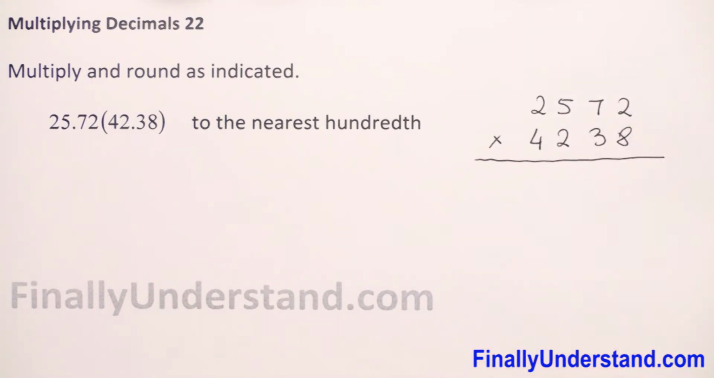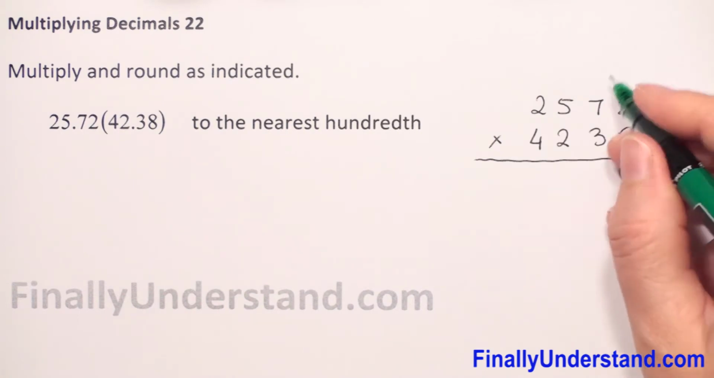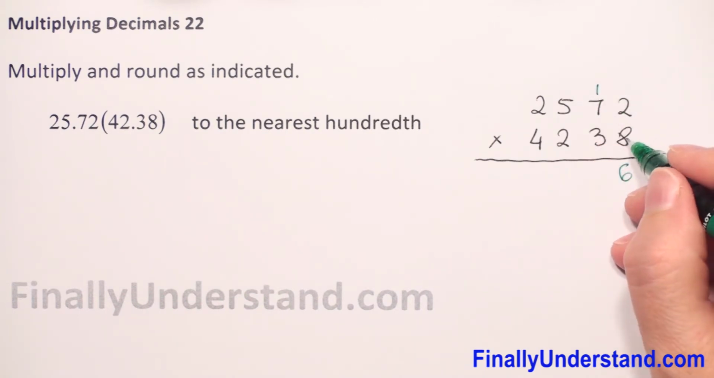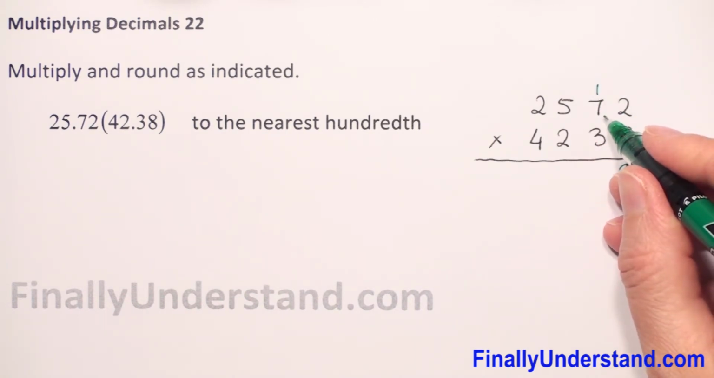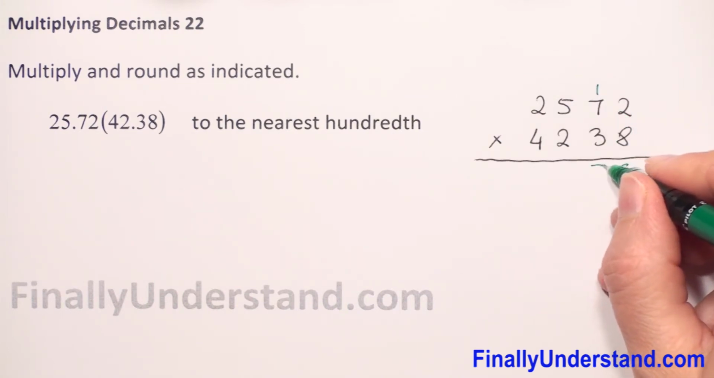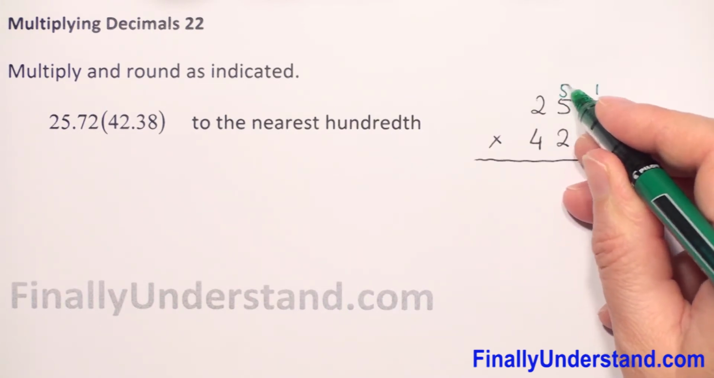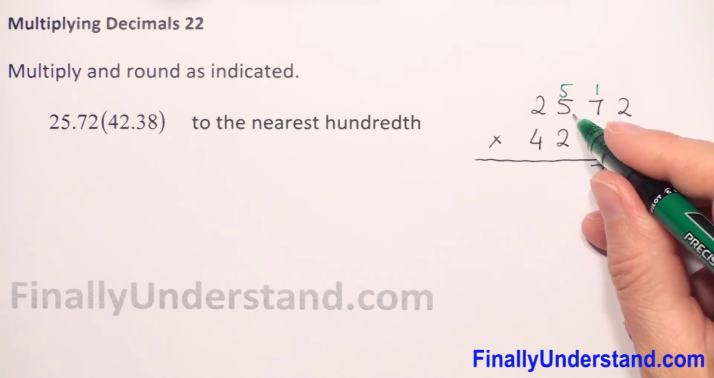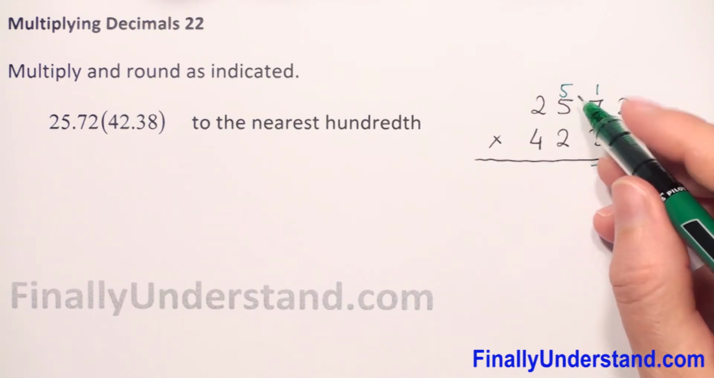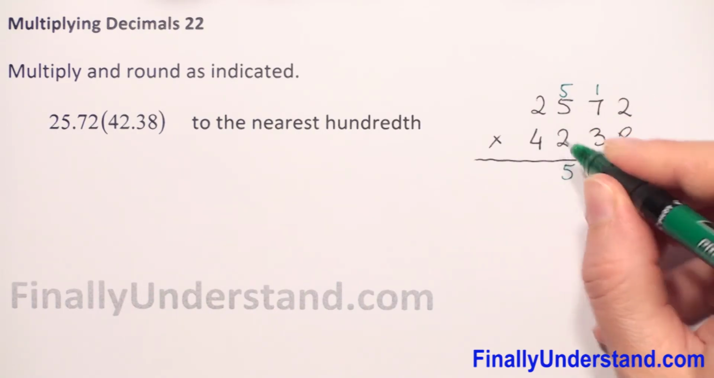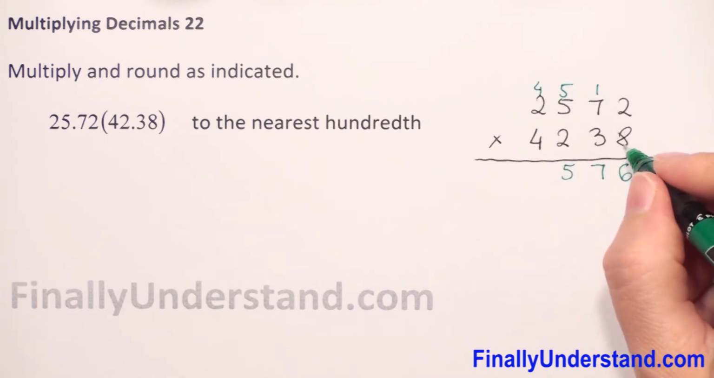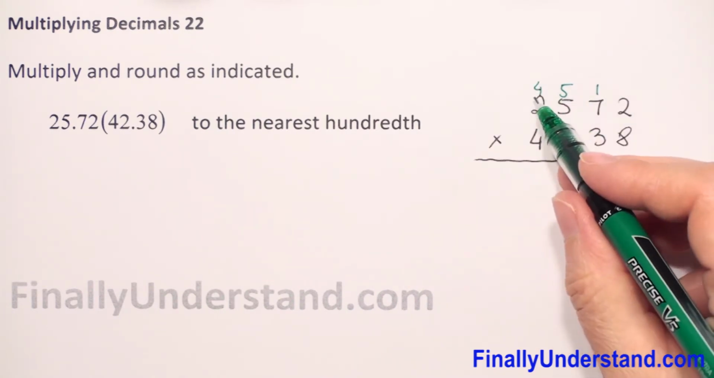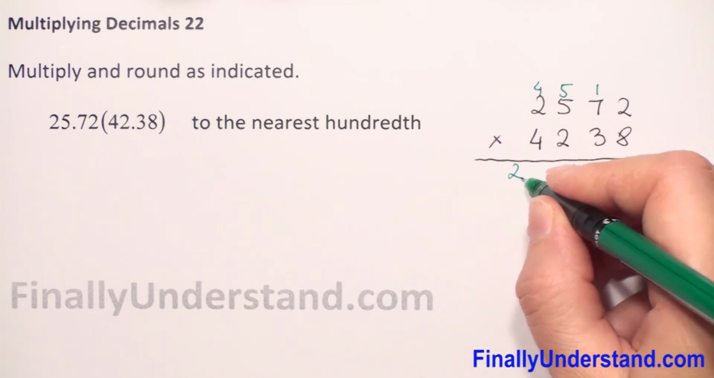So 8 times 2 is 16. So we write 6 and 1 we add to the next column. 8 times 7 is 56 plus 1 is 57. So we have 7 and 5 we add to the next column. 8 times 5 is 40 plus 5 is 45. So we have 5 and 4 we add to the next column. 8 times 2 is 16 plus 4 is 20.